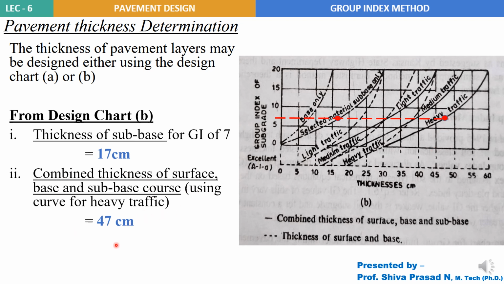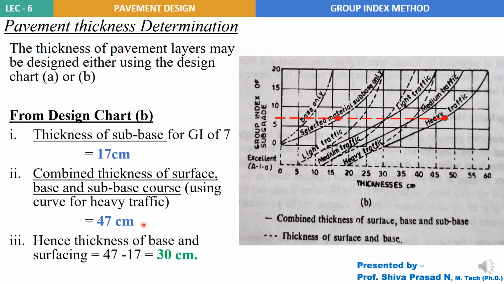So this is the overall thickness of the pavement, and this 17 centimeter is the sub base thickness. So what is the value of base and surface course? That we can obtain by subtracting. Hence the thickness of base and surfacing will be equal to 30 centimeters. So this completes the entire problem solving under the group index method. So you have just watched how exactly we were able to end up with these pavement thickness values using group index method.